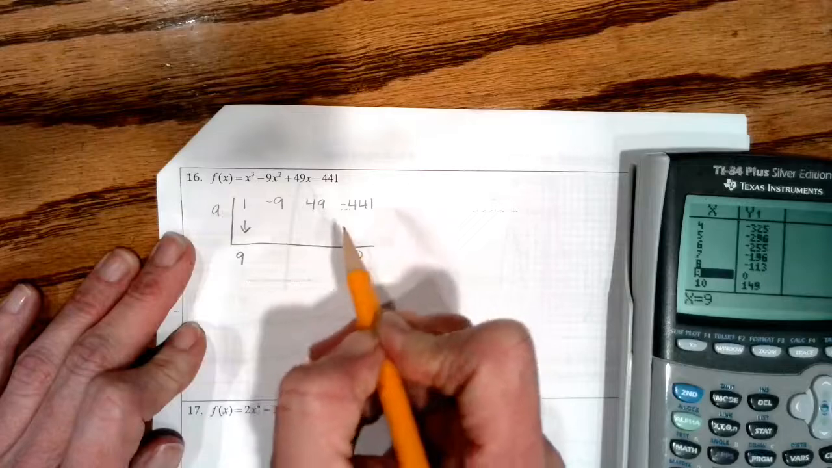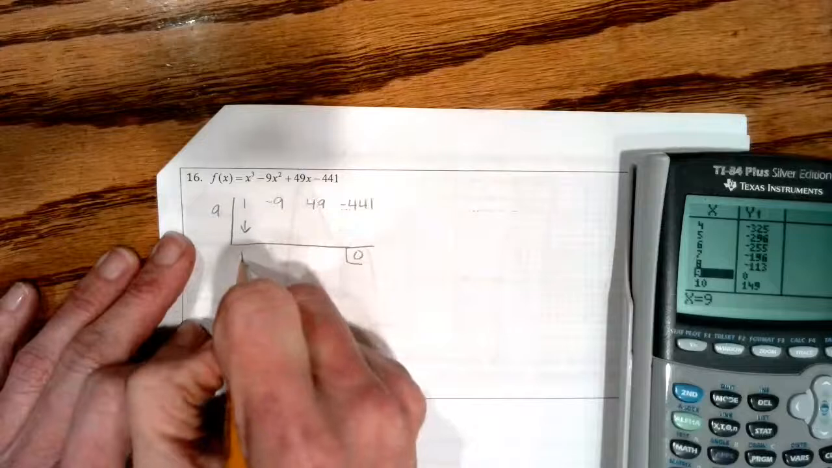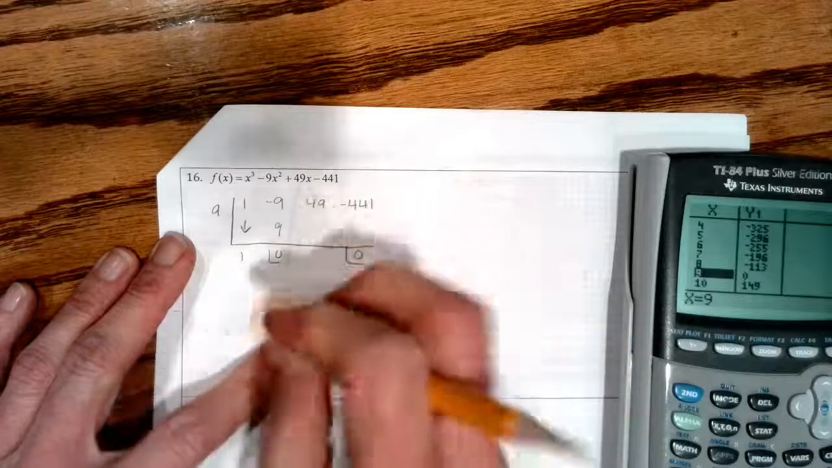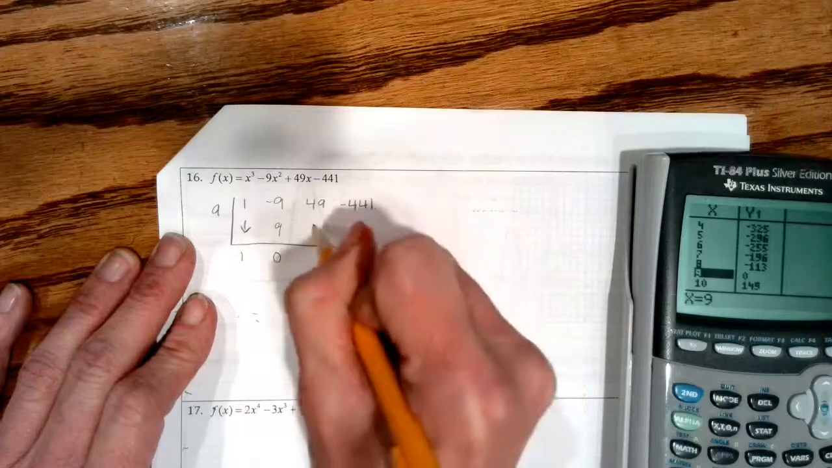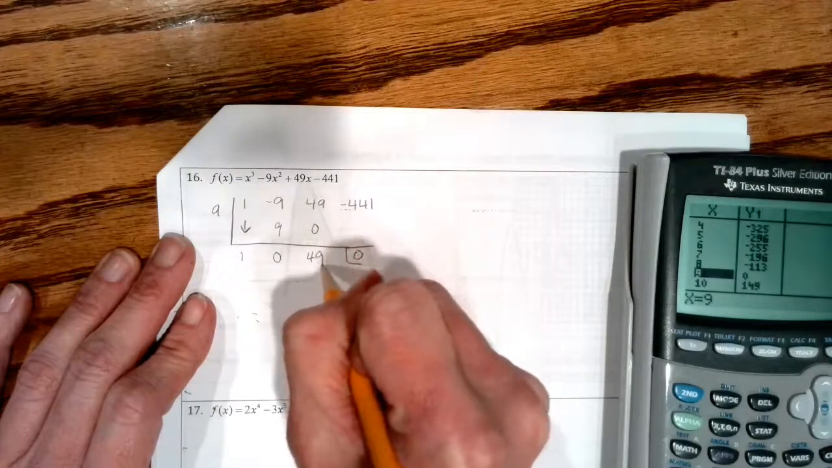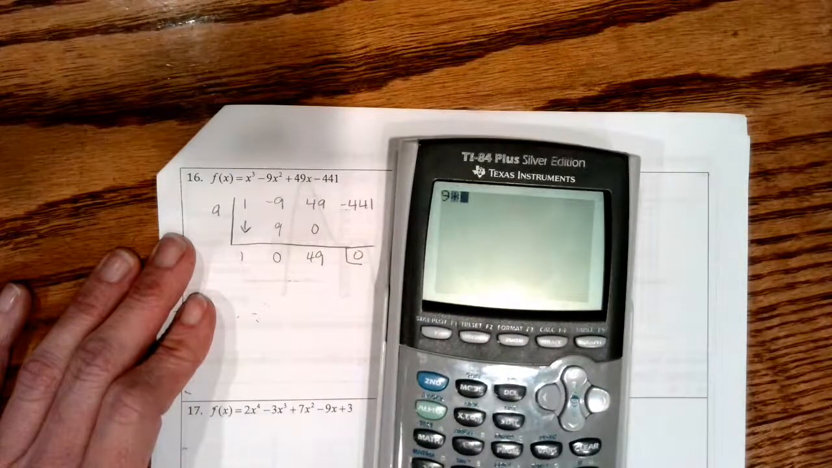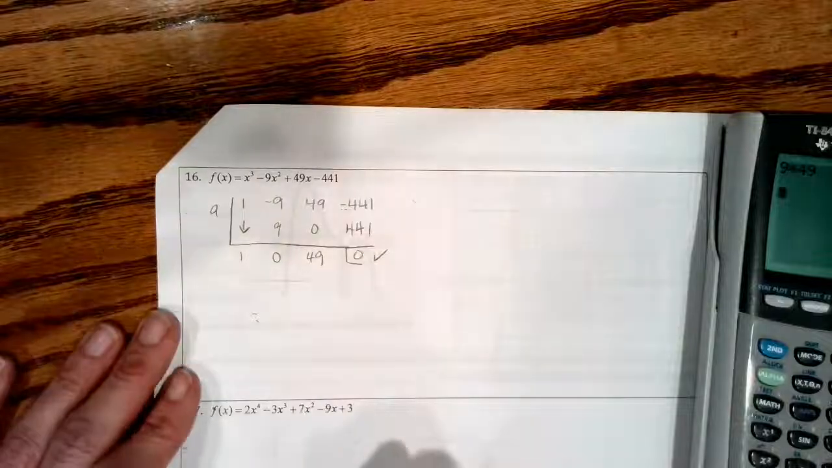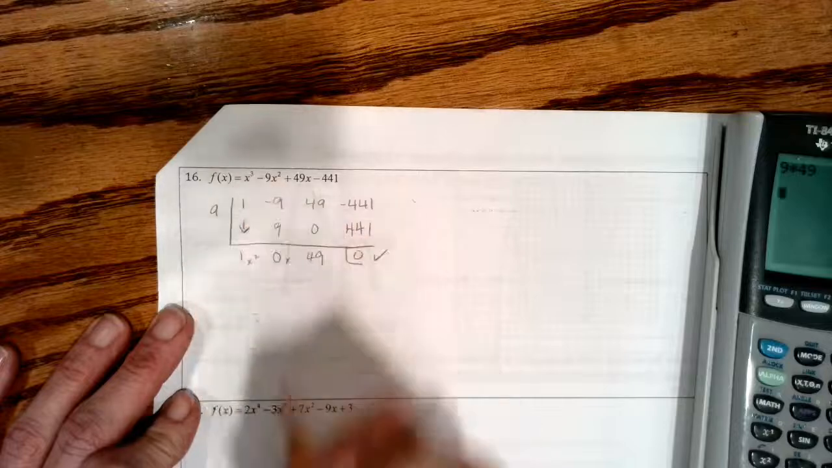1 comes down. 9 times 1 is 9. There I have a 0. 9 times 0 is 0. Then 49. I'm hoping that 9 times 49 is 441. So luckily I have my 0. That leaves me with my constants, my linears, and my quadratics.